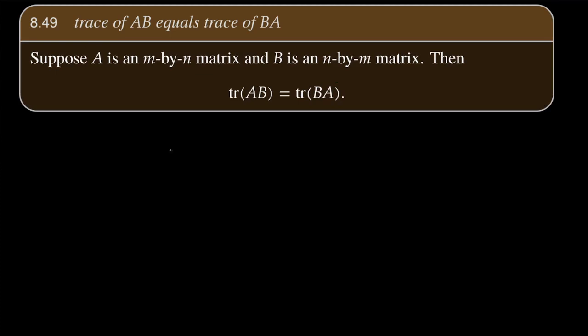So let's do it. All right, let's prove this fact. This actually isn't that weird if you think about it. All it really boils down to is the fact that trace only depends on the diagonal elements, and diagonal matrices commute. So here's the idea.